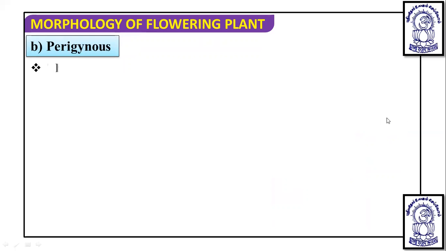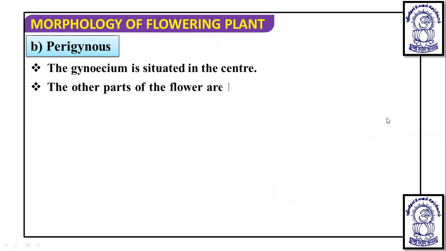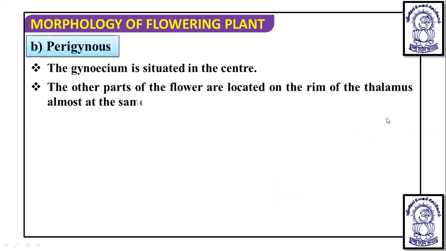Now, after this, we are going to talk about a perigynous flower. In this, the gynoecium is situated at the center, and the other parts of the flower are located on the rim of the thalamus. Means the rim of the thalamus means at the same level of the ovary.